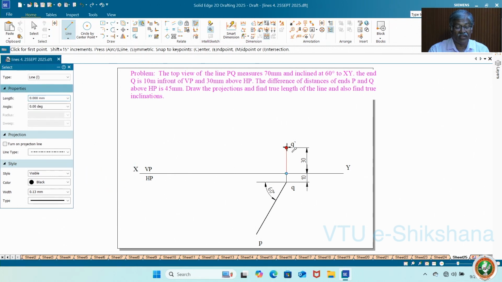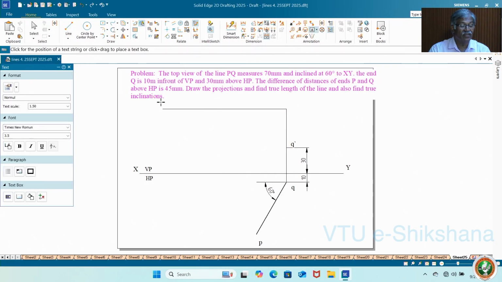Measure from this point 45 mm, so that you will get the locus of P2 and P. Okay, you can mark here, or totally you can keep 75 and then do it. Not a problem. You can write here for clarity.